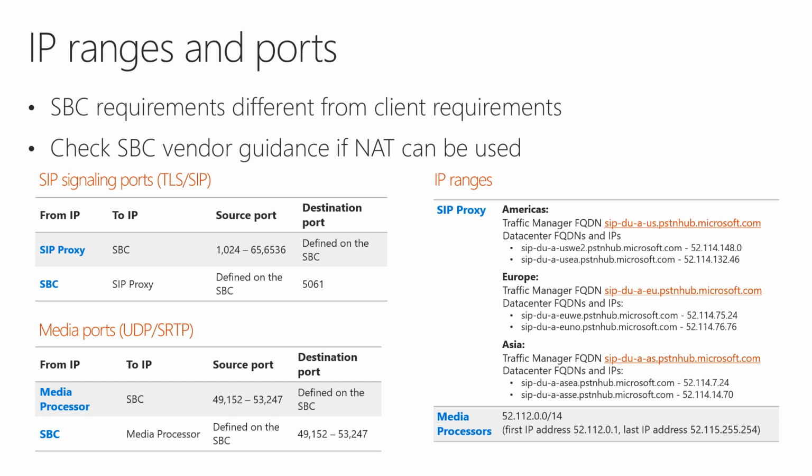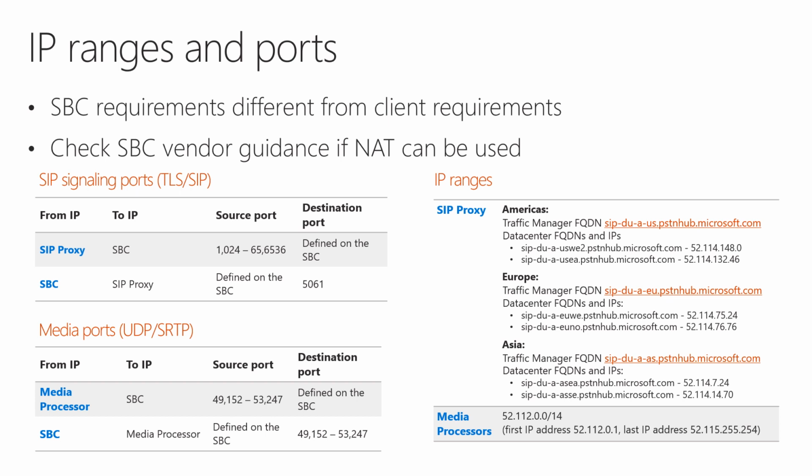For the firewall configuration, two things are important. One is the SIP signaling that happens between the SBC and the SIP proxy, the SIP proxy being this component in Office 365 that the SBC can talk to via SIP. The ports on the SIP proxy side are pre-configured by Microsoft. You can see them here on the slide. The SBC ports, this is something that you need to configure on the SBC, and the different SBC vendors provide guidance on what you should configure.